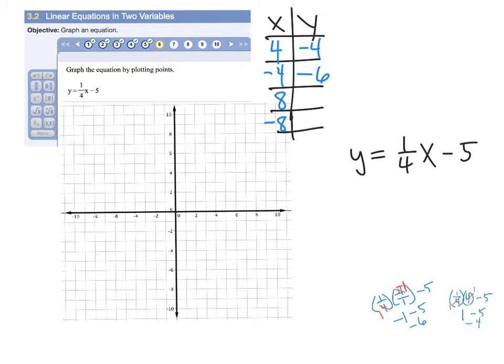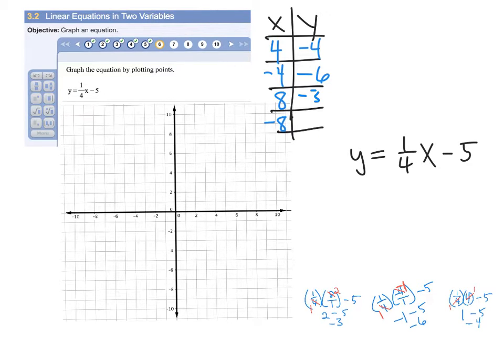And then let's do 8. Because now we've got x is equaling 8. So that's 1/4 times 8 over 1 minus 5. And then the 4 and the 8 are replaced with a 1 and a 2 because we're reducing. And so that ends up being 2 minus 5, which is -3. So we know that when x is 8, y is equal to -3.